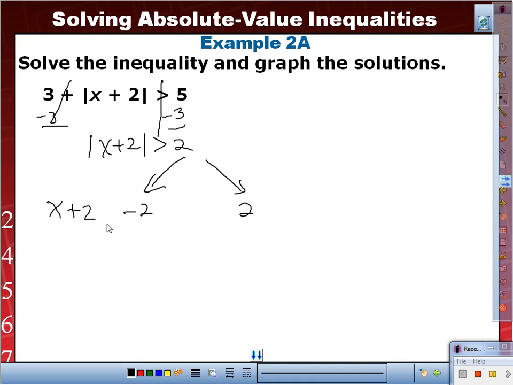X plus 2. For the negative, we do what? Flip it. There it is. X plus 2. That one stays the same. We'll start with red on this side. -2 minus 2. X less than -4. -2 minus 2. X is greater than 0.